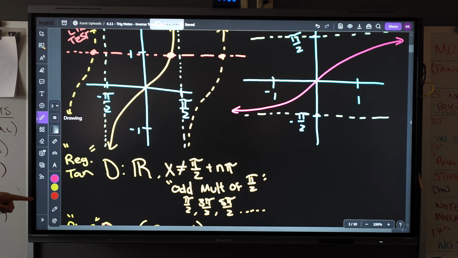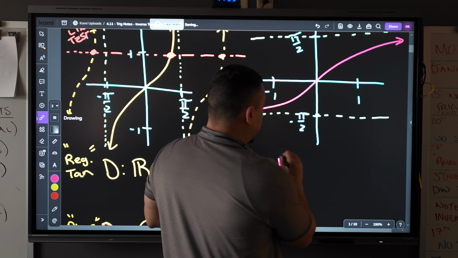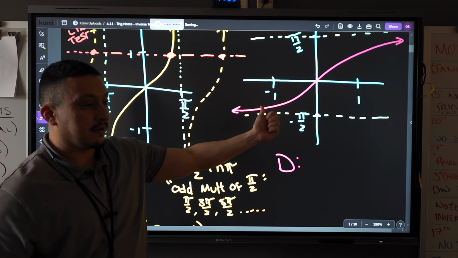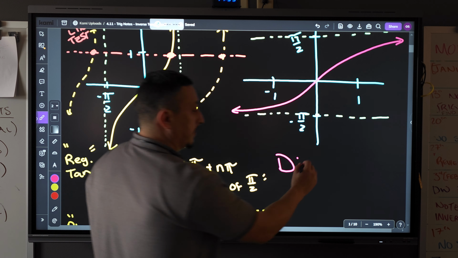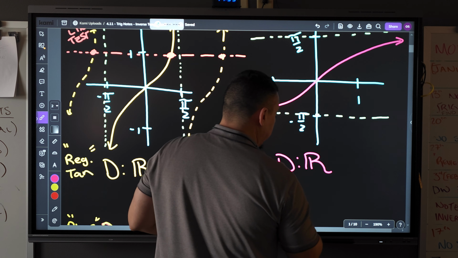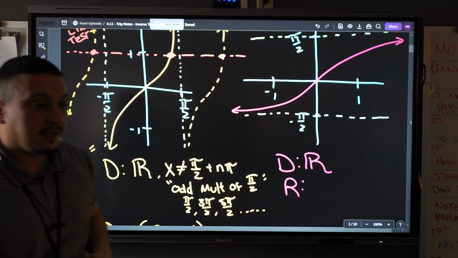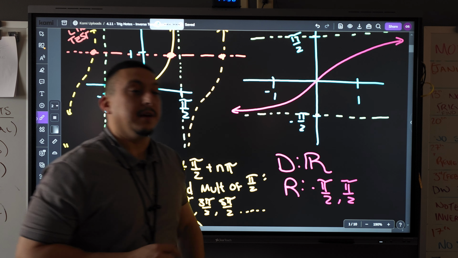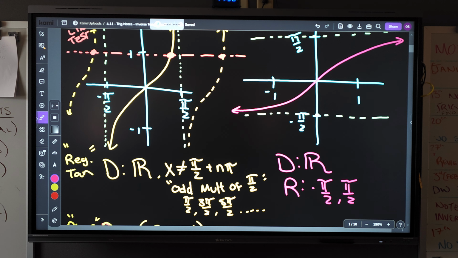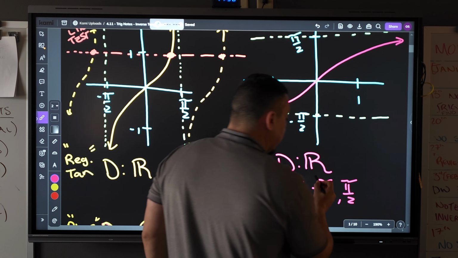Let's do the domain and the range of it. So the domain, notice it goes forever left, forever right, so all real numbers. And the range, that's where it's cut off, from the horizontal asymptotes, so from negative pi over 2 to pi over 2. Again, parentheses or brackets? Parentheses, right? Because we can't touch those.